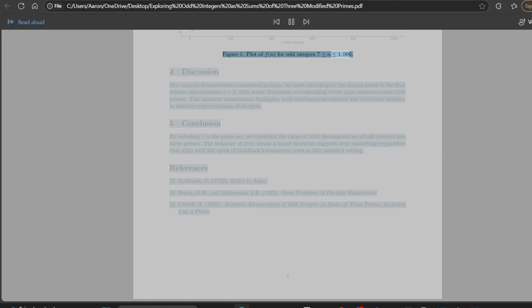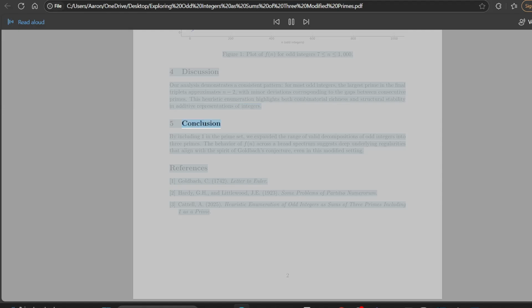Discussion. Our analysis demonstrates a consistent pattern. For most odd integers, the largest prime in the final triplets approximates n/2, with minor deviations corresponding to the gaps between consecutive primes. This heuristic enumeration highlights both combinatorial richness and structural stability in additive representations of integers.